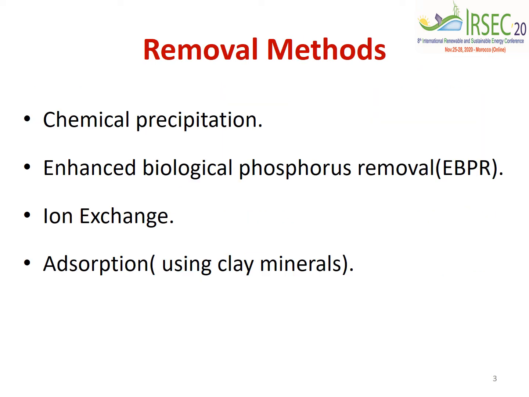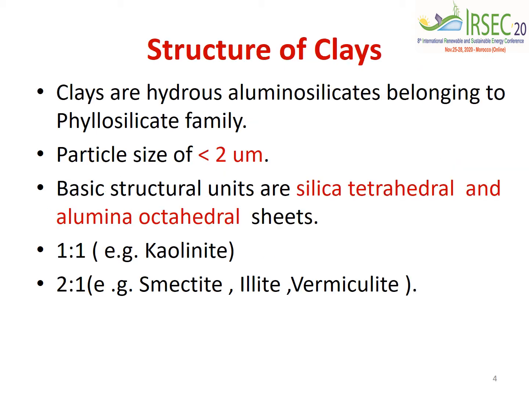There are many methods used for phosphorus removal, such as chemical precipitation, enhanced biological phosphorus removal, ion exchange, and adsorption. Among all, adsorption is the most reliable and environment friendly. Clays have shown excellent phosphorus adsorption properties and they are good adsorbents.